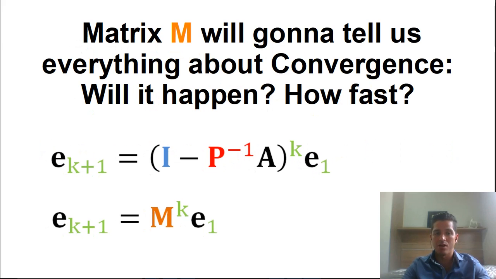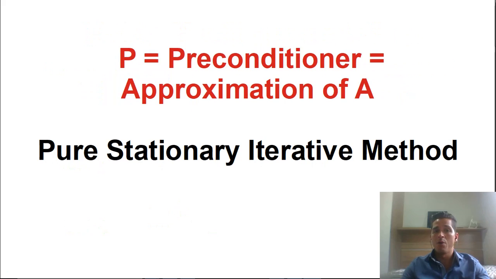Let me show you here again. We are always multiplying by the same matrix. We're going to see that multigrid and Krylov subspace methods, the state of the art in methods to solve Ax equals b nowadays, perform better than pure stationary iterative methods because they're more intelligent. They use more information to solve Ax equals b.